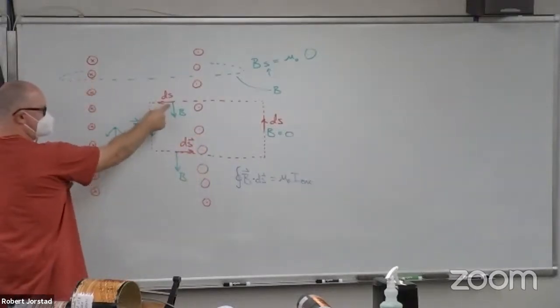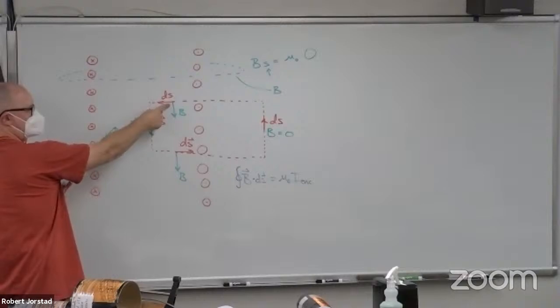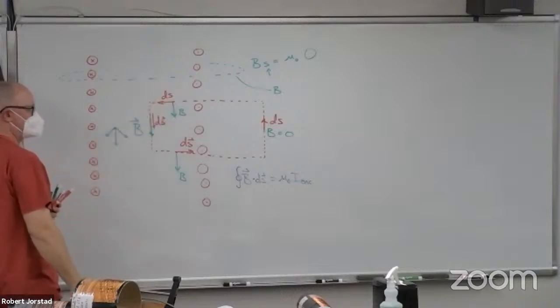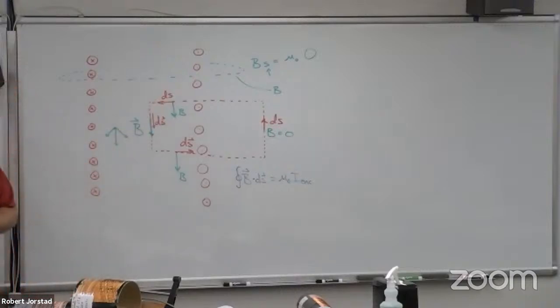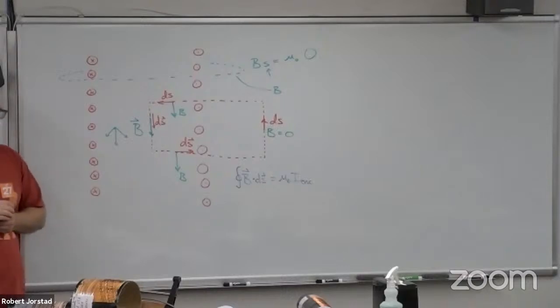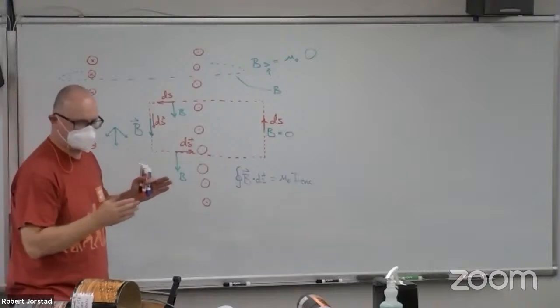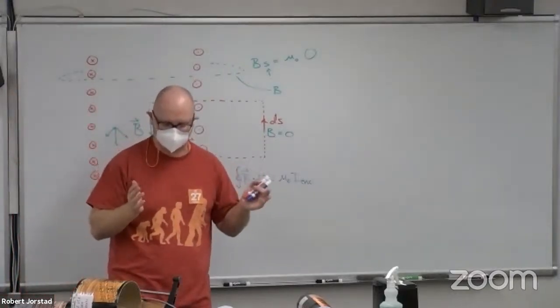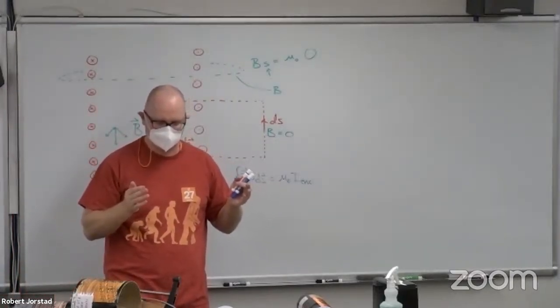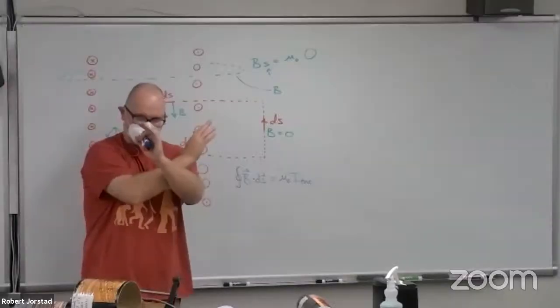What's B dot dS right here? Okay, wait, let's go back. Dot products and cross products. Dot products pick off things that are what? Parallel or perpendicular? Perpendicular. Dots are parallel. Cross is perpendicular.